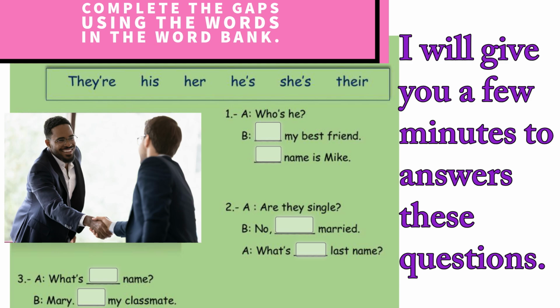Complete the gaps using the words in the word bank. The word choices are their, his, her, he's, she's, their. First question, who's he? Fill in the blanks. Second question, are they single? Please fill in the blanks. And the last one is asking about what's blank's name and asking a question about Mary. I'm going to give you a few minutes to answer these questions.